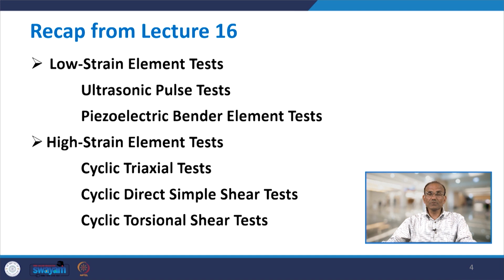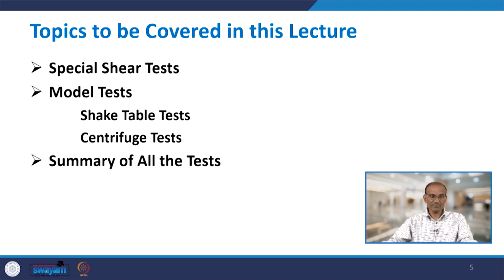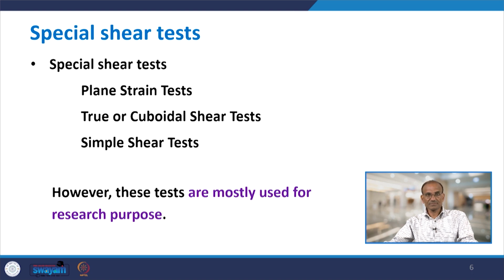In the last lecture, number 16, we talked about 2 low strain tests, the ultrasonic pulse test and the piezoelectric bender element test, and 3 high strain element tests, that is cyclic triaxial, cyclic direct simple shear test, and the cyclic torsional shear test. What are we going to talk about in this lecture? Spatial shear test, modal test, that is shake table test and centrifuge test, and a summary of all the tests will also be discussed. First let us talk about the spatial shear test, then we will talk about the modal test. In the modal test, 2 tests, shake table and centrifuge, will be discussed.